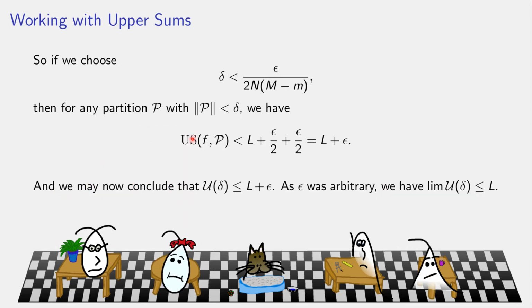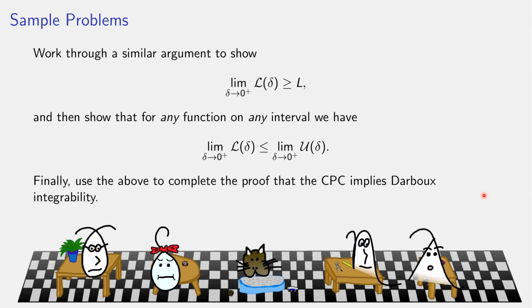So we can in fact conclude that for an arbitrary partition whose norm or diameter is less than this particular delta, the upper sum must be less than L plus epsilon. You can similarly conclude that the lower sums are at least L minus epsilon. So since U of delta is less than or equal to L plus epsilon and epsilon is arbitrary, U of delta must converge to L. A very similar argument gives me that L of delta must converge to L. And therefore, we get Darboux integrability from the closed partition criterion.